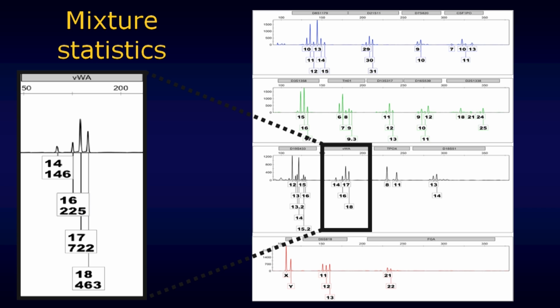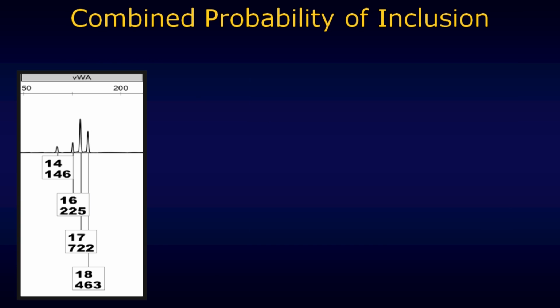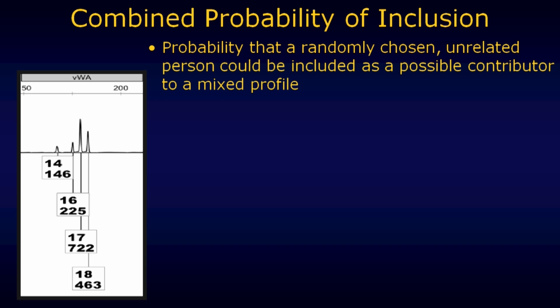And let's talk about how we can attach a statistical weight. What fraction of the population might we exclude as a possible contributor? To do that, again, we're going to invoke a statistic that's called the combined probability of inclusion. And here is what, very formally, the combined probability of inclusion is intended to address. It's going to deliver to us the chance that a randomly chosen, unrelated person could be included as a possible contributor to a mixed DNA profile.